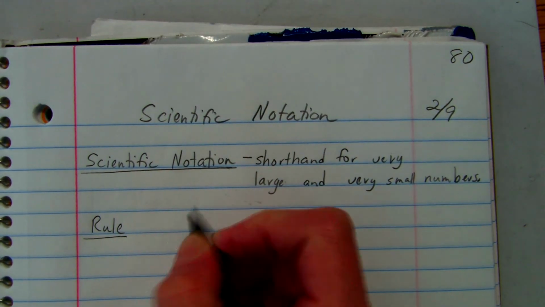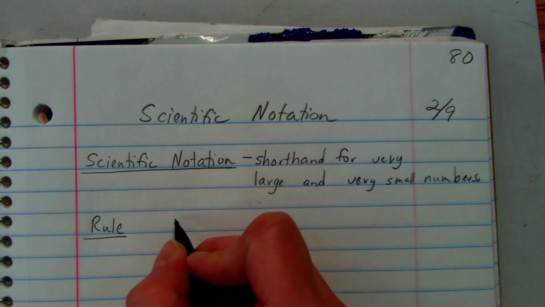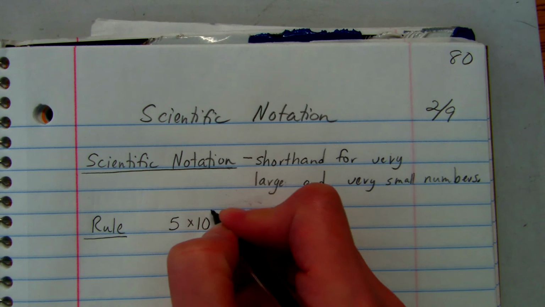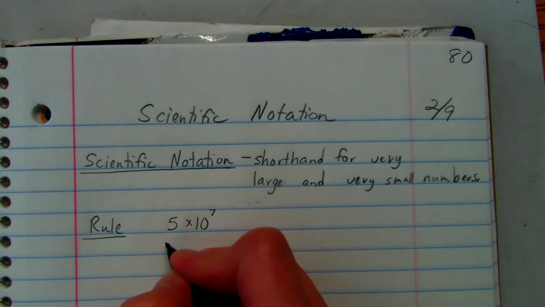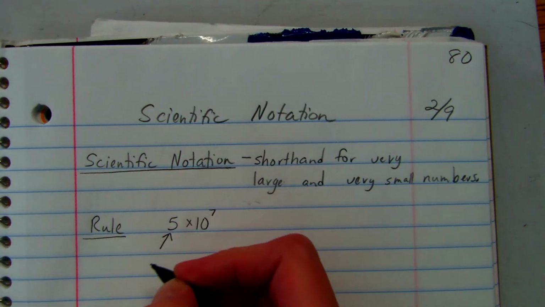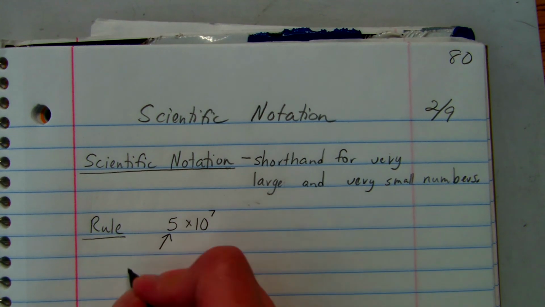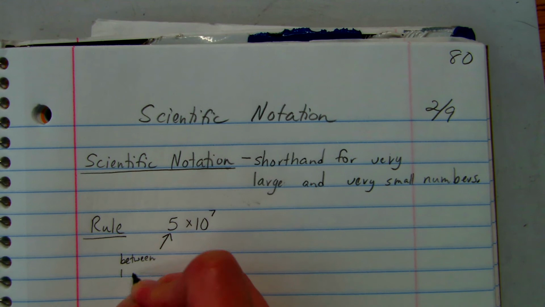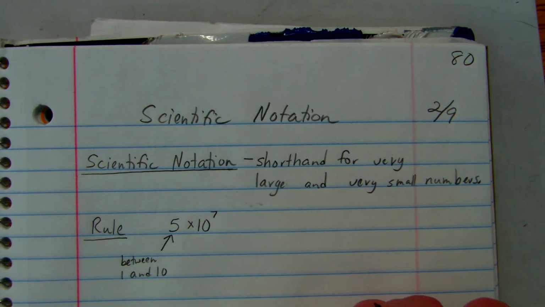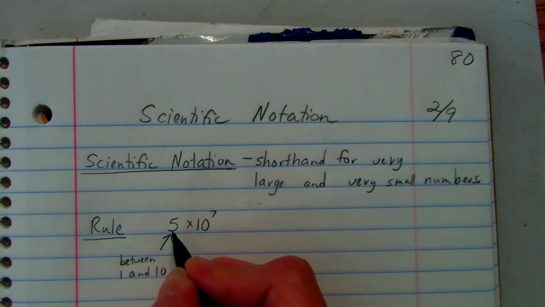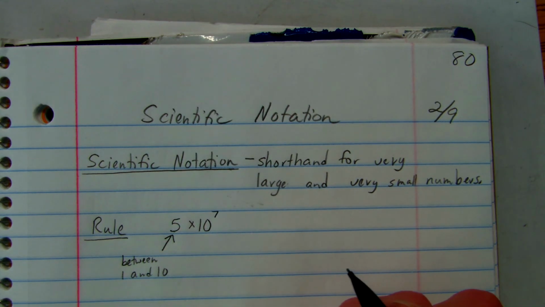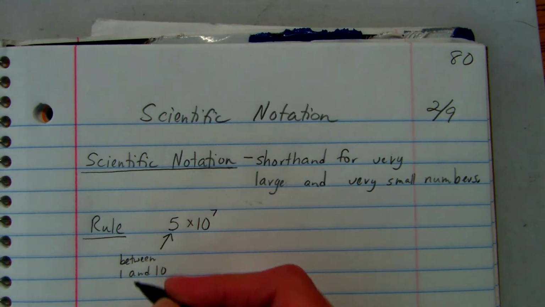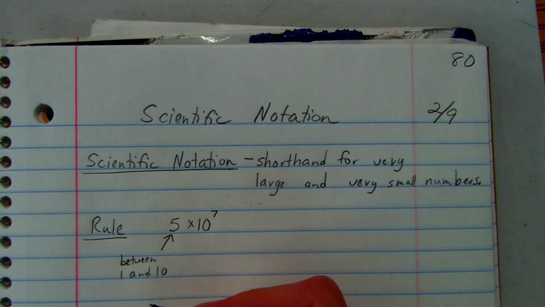It's going to be, let's put in some examples. Let's say I have 5 times 10 to the 7th. Okay, this number right here has to be between 1 and 10. I think it actually can be 1, but it can't be less than 1 and it can't be bigger than 10.